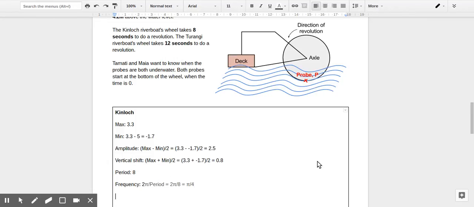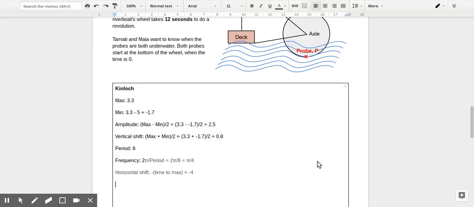Alright, and finally, we want to find out our horizontal shift. That is negative time to max, and that's for a cos curve, so we're going to use a cos curve here. If it's going to take 8 seconds to get all the way around, that means it's going to take 4 seconds to get to the max. So horizontal shift here is negative 4.